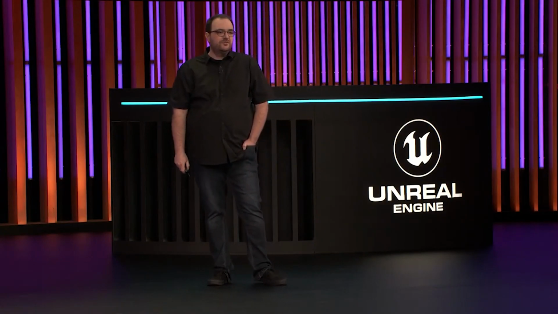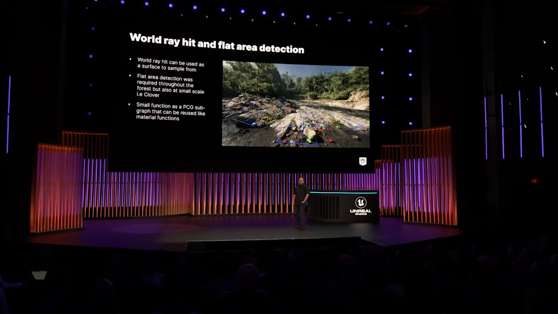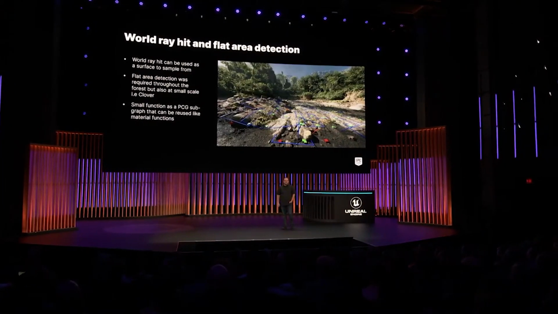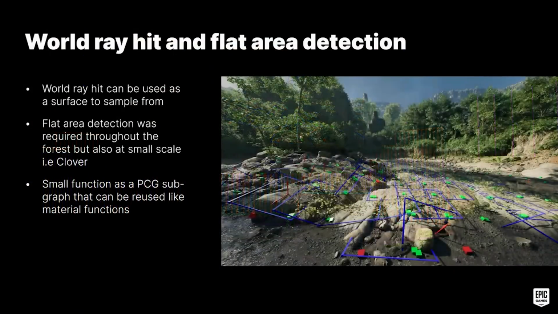But we can also use world raycast on a surface as a surface to sample on. In the case of the clover patches here, we're actually raycasting on the output of the graph itself. Placing such assets using raycasts can return invalid positions and cause orientation and floating issues. So we fix that by creating what we call the flat area detector, using the subgraph feature, just like a material function that can be reused.